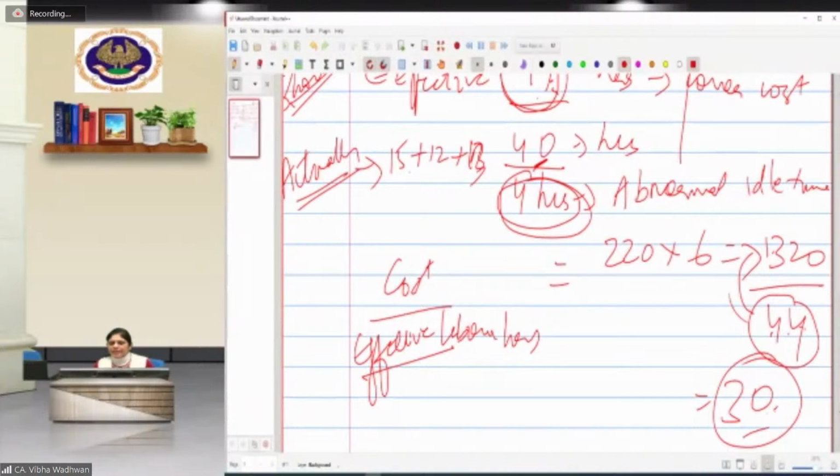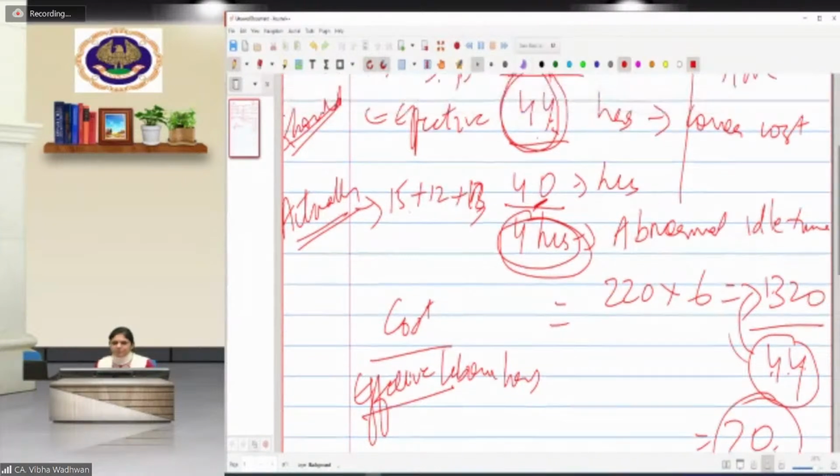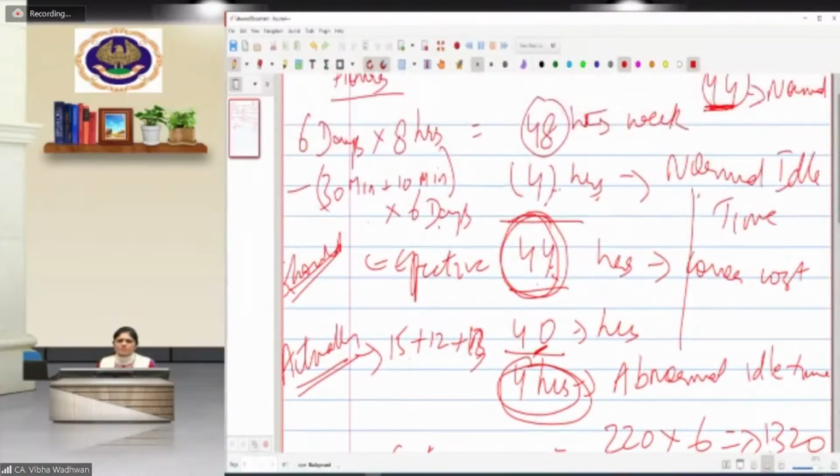So 30 is the labor cost, the normal labor cost per hour. The first step was to calculate the effective hours, which we calculated here. 48 were the total, less 4 the normal idle time. The effective hours were 44. The laborer actually worked for 40 hours, so the abnormal idle time is 4 hours.